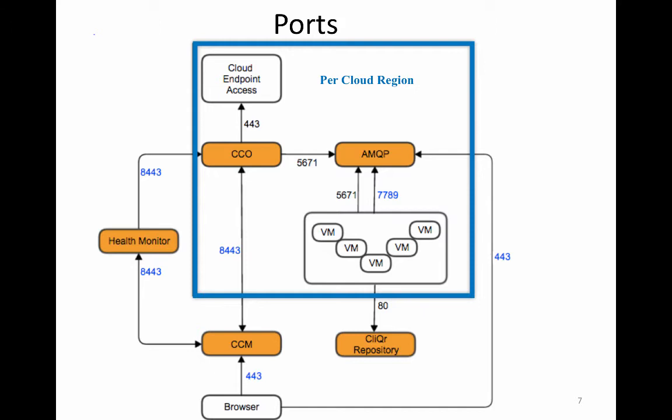And for troubleshooting, we would open a few more ports. I'll probably cover that later. And there's a component called the CliQr repository, where you put the bundles, scripts, and other stuff. I will cover them in more detail in later sessions. So this is the infrastructure I'm trying to focus on: CCM, CCO, AMQP, Guacamole, and then your health monitor on the side on port 8443, which is an optional component.